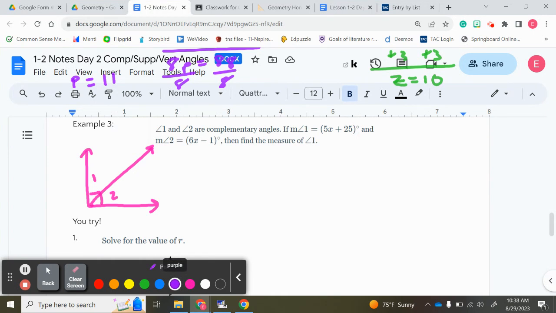So they're saying the measure of angle 1 is 5x plus 25. And the measure of angle 2 is 6x minus 1. Any questions on where this is coming from? How are we doing so far, okay?